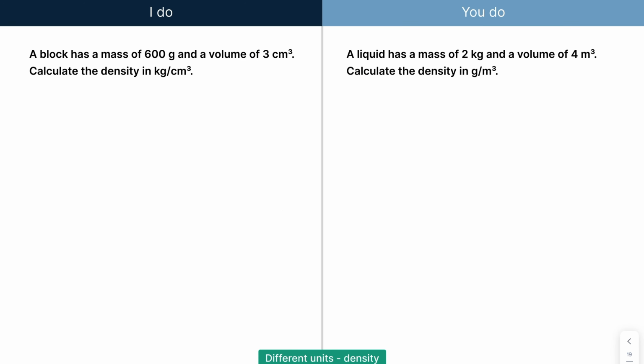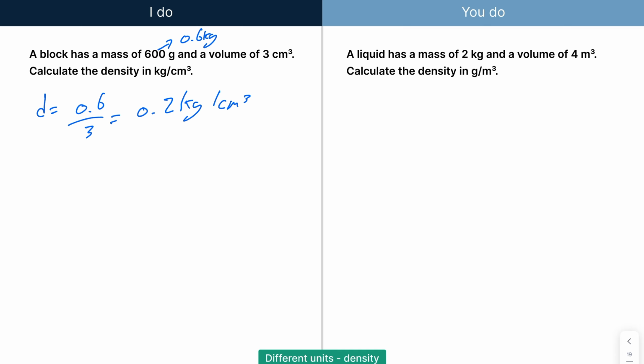And now moving on. So we have a block that has a mass of 600 grams and a volume of 3 centimeters cubed, and it wants the answer in kg per centimeters cubed. I can make my life a bit easier here. I can just immediately convert this to 0.6 kg. So density is mass over volume. So 0.6 divided by 3 gives me 0.2 kg per centimeters cubed.